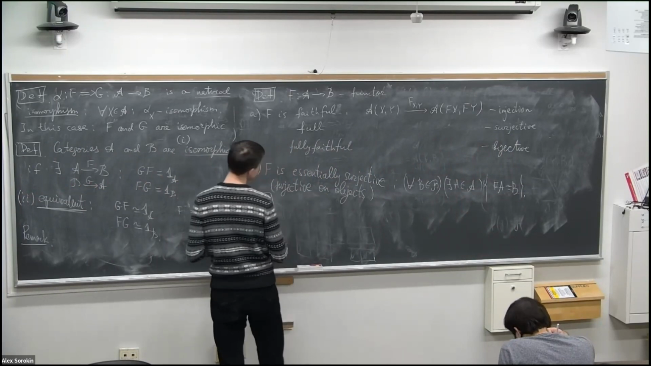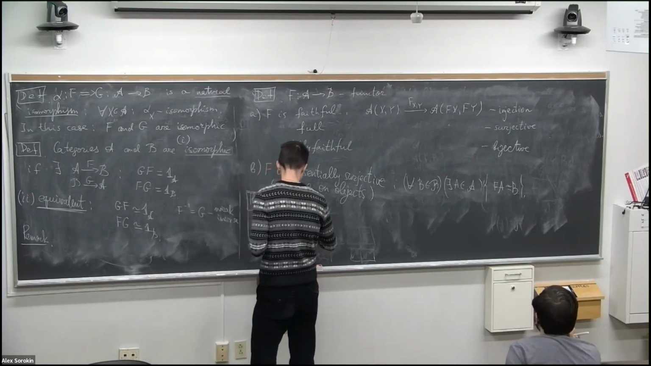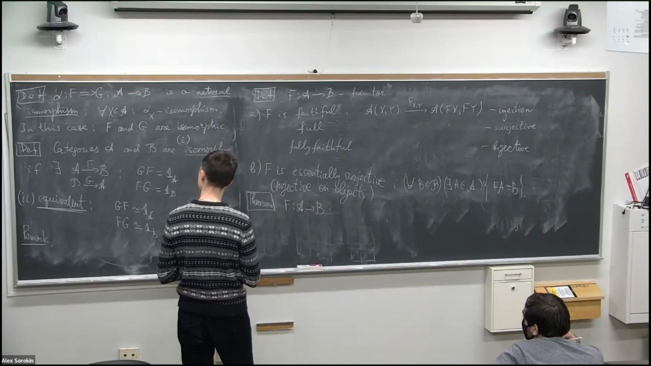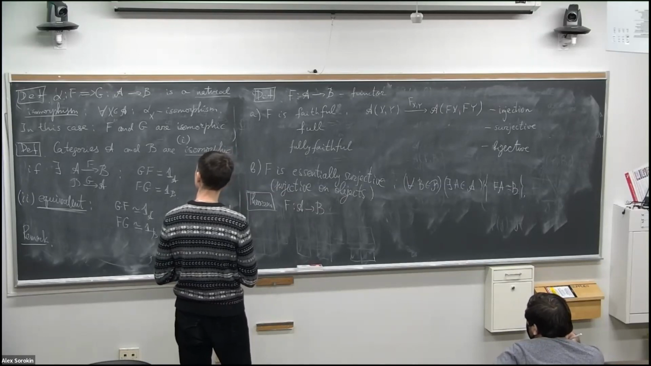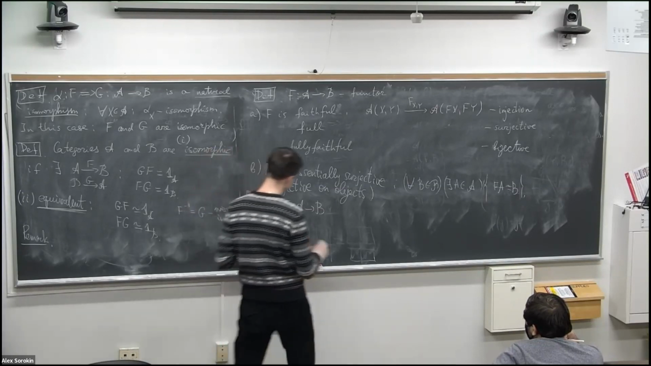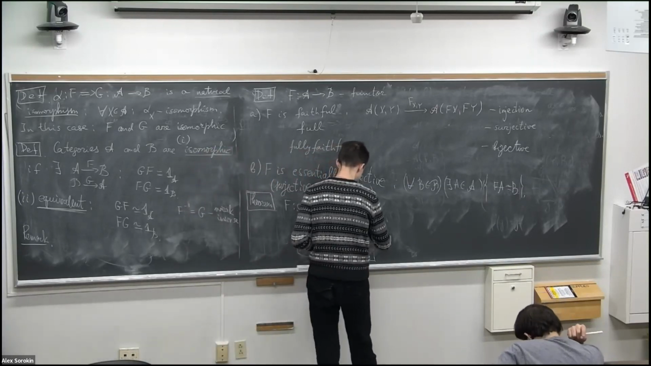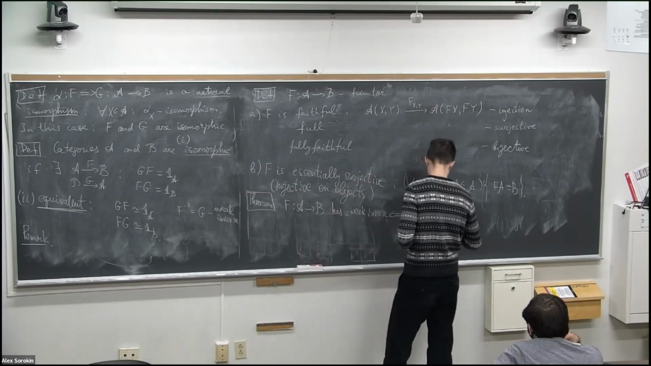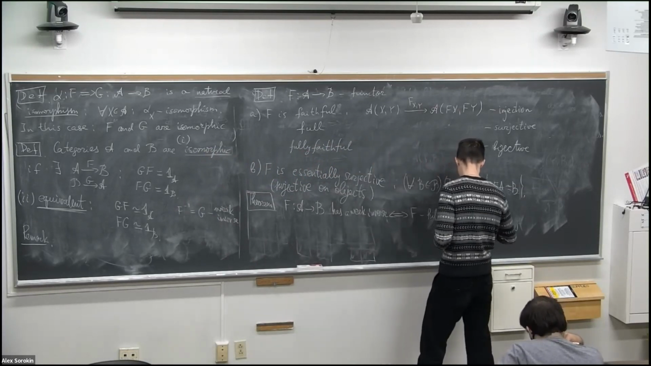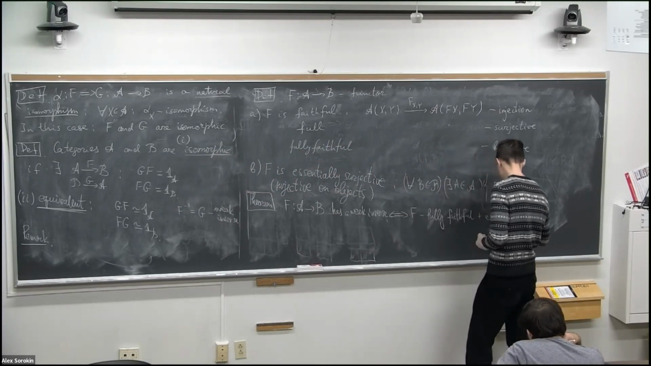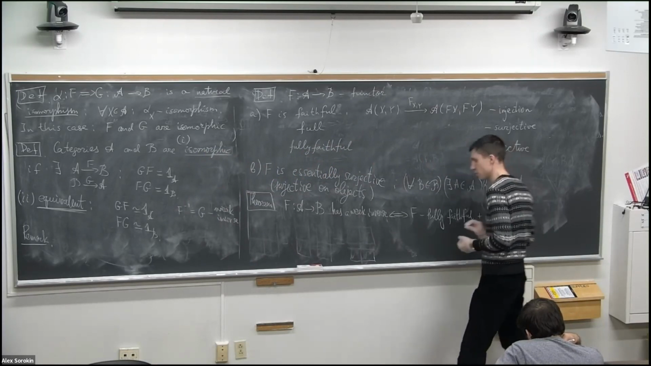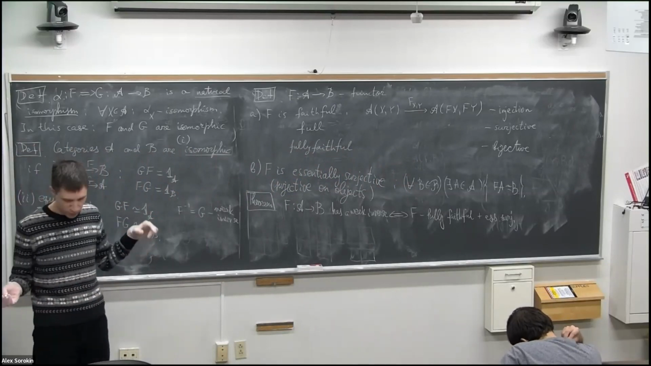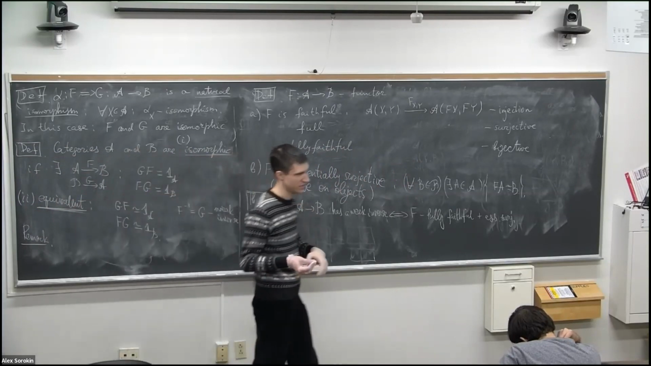Theorem. F from A to B has a weak inverse if and only if F is fully faithful plus essentially surjective. So categories are equivalent if between them you can find a functor that is fully faithful and essentially surjective.